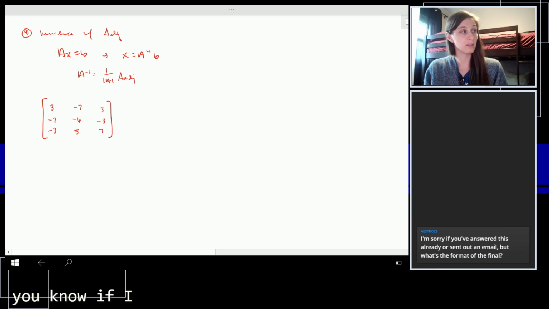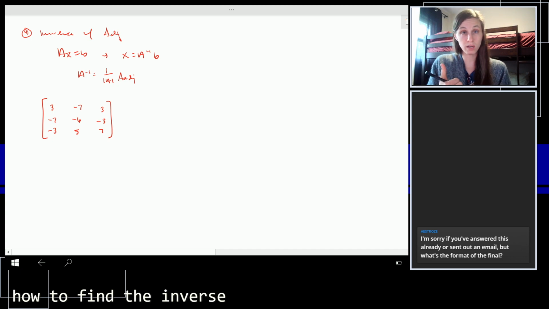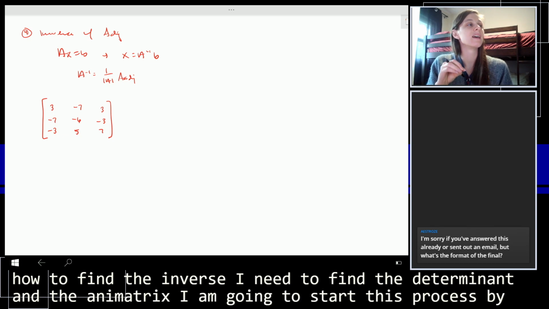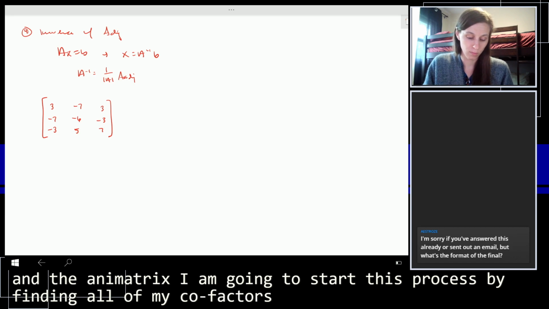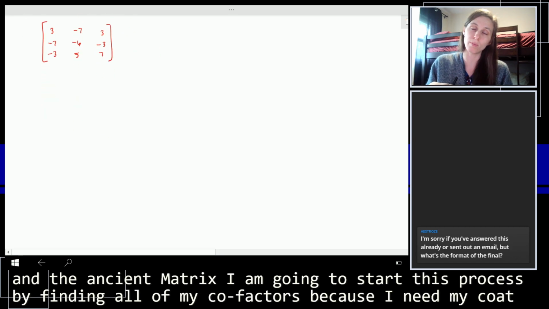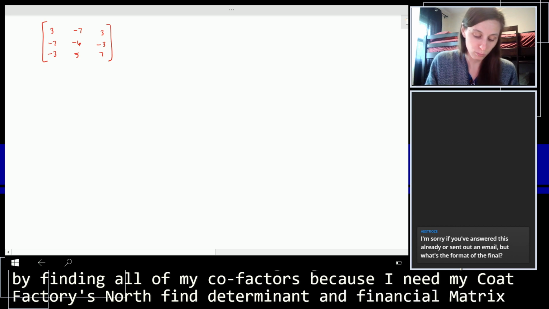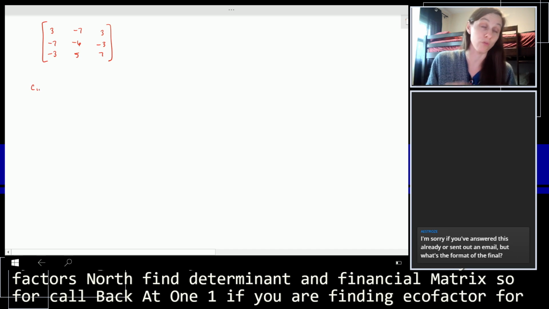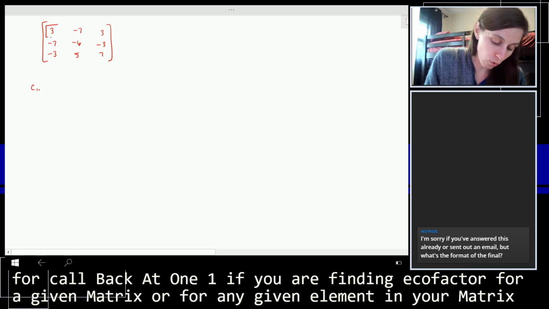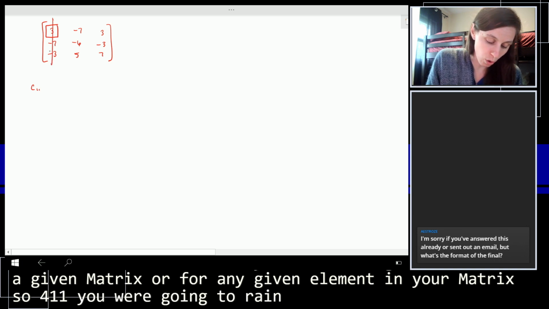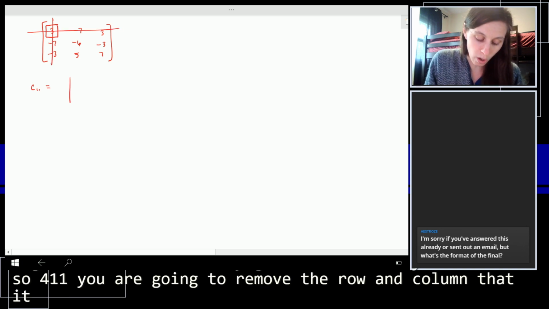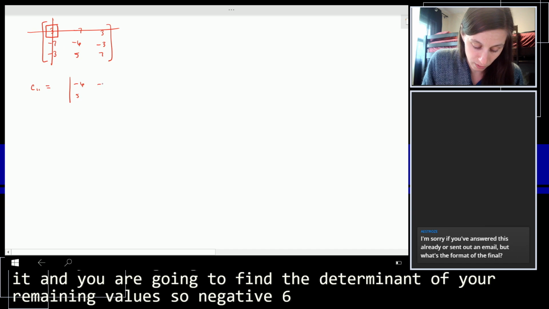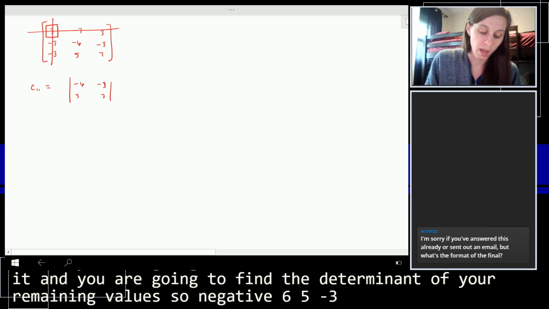And now I'm going to find the inverse. I need to find the determinant and the adjoint matrix. I am going to start this process by finding all of my cofactors, because I need my cofactors in order to find the determinant and to find my adjoint matrix. So for cofactor 1, 1, if you are finding the cofactor for a given element in your matrix, you are going to remove the row and column that it's in, and you are going to find the determinant of your remaining values. So -6, 5, -3, and 7. And then you apply your grid.